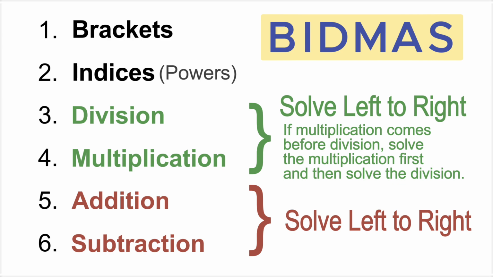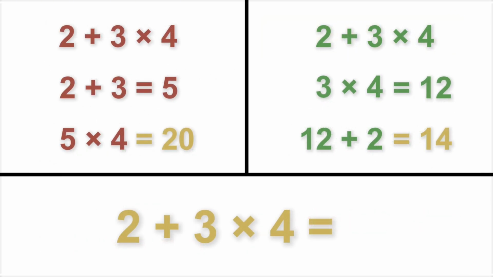Now that you know the correct order, let's return back to the original example to decide whether the answer is 20 or 14. Because there are no brackets, indices, or divisions in the equation, we can start by doing the multiplication first. 3 times 4 is 12. After multiplying 3 by 4, we are only left with the addition, so we complete that next. 12 plus 2 is 14, so the answer is 14. Not so difficult, is it?